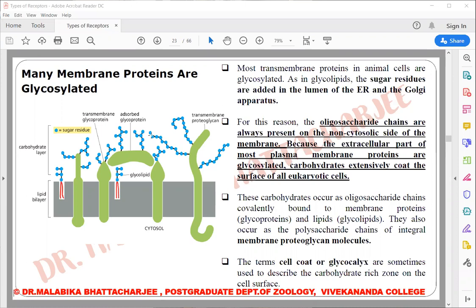If you have a top view of the plasma membrane, it seems as if a blue carbohydrate layer is masking the plasma membrane. At times, this layer is called the glycocalyx, or the cell coat, which is specifically used to describe the carbohydrate-rich zone on the cell surface. So this question comes, what is glycocalyx? Glycocalyx is basically the carbohydrate-rich zone of the cell surface. As you can see, it's a blue masking on the cell surface.